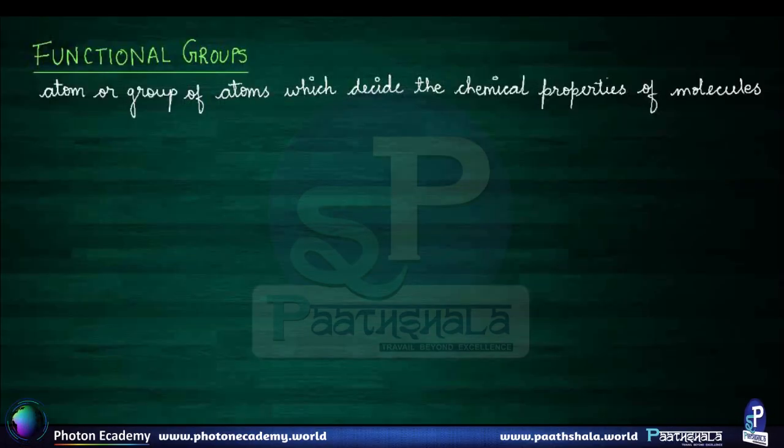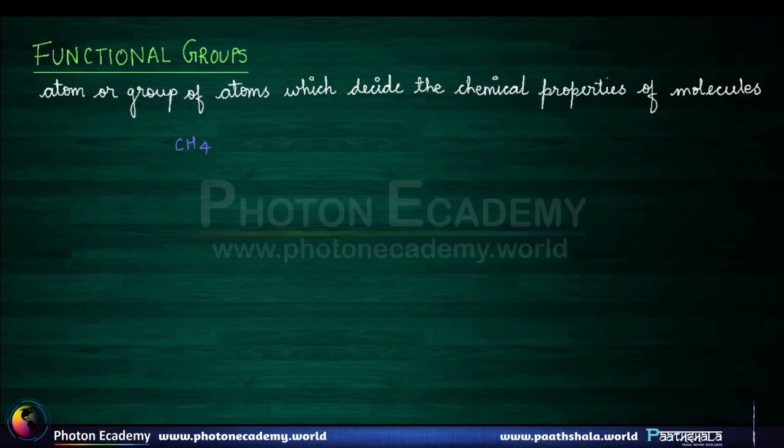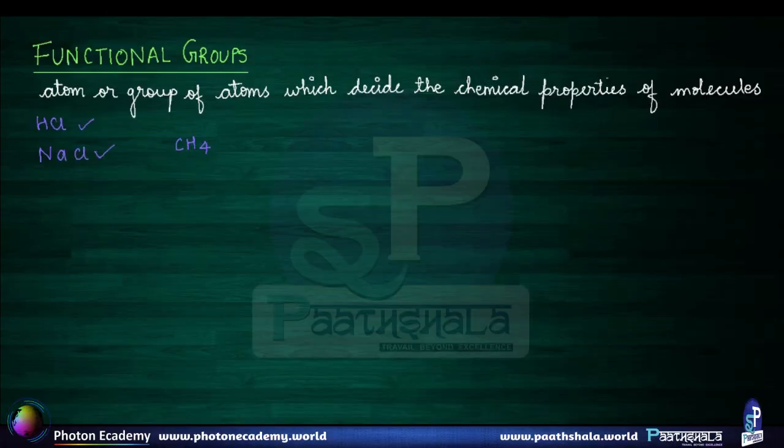The third very important property of organic molecules which allows them to exist in such a huge number is to have various types of functional groups. So let's take an example of CH4. CH4 is an organic molecule which is just named like any other inorganic molecule. For example, HCl is an inorganic molecule and is named hydrochloric acid. NaCl is another inorganic molecule and is named rock salt. In a similar way, this organic molecule CH4 is also named methane.